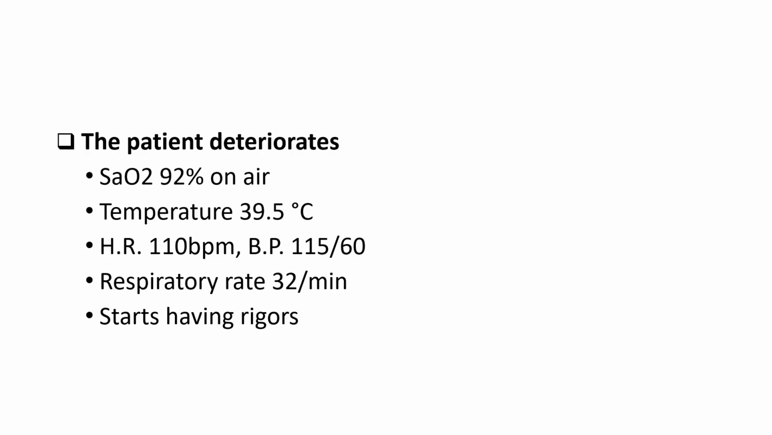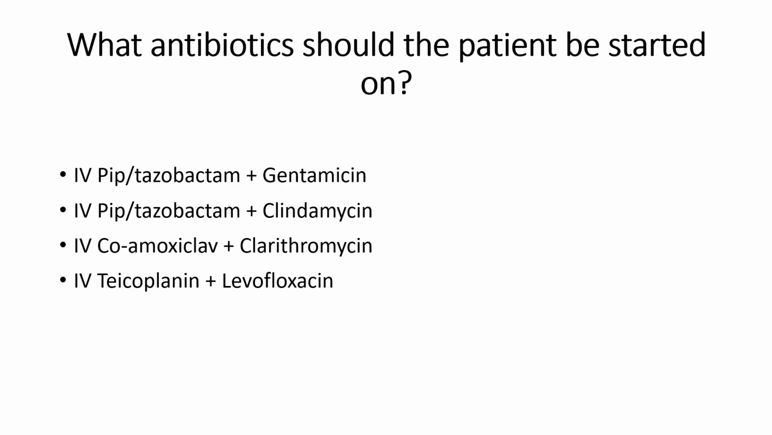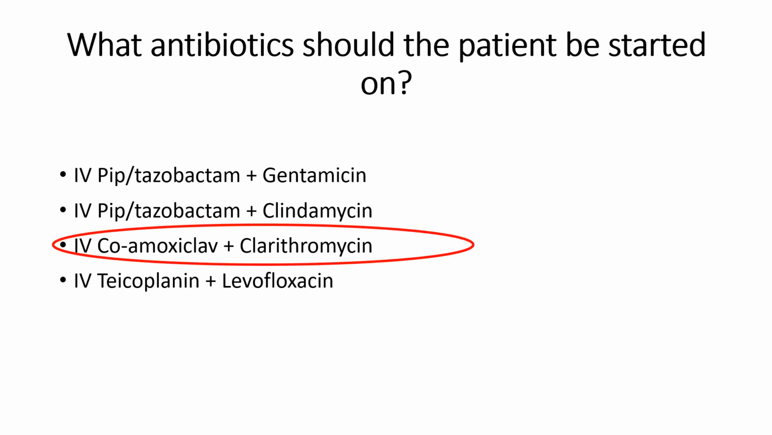Here the patient deteriorates: the saturation decreases, temperature increases, heart rate increases, respiratory rate increases, and the patient starts having rigors. Which antibiotics would you use: piperacillin tazobactam, gentamicin, clindamycin, co-amoxiclav plus clarithromycin, teicoplanin, or levofloxacin? Have a few seconds to think. So the answer is co-amoxiclav plus clarithromycin.